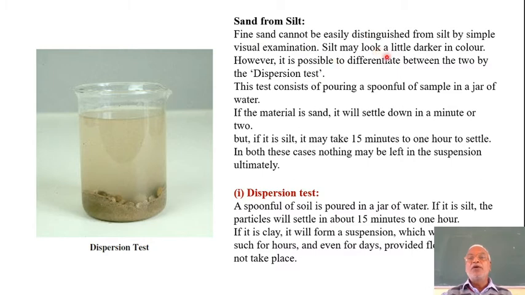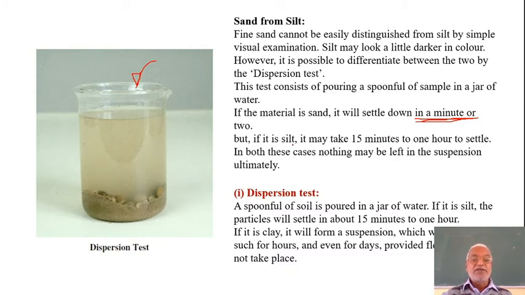Now silt may look a little darker in color. However, it is possible to differentiate between the two by dispersion test. Now what is dispersion test? We will discuss here. This test consists of pouring a spoonful of sample in a jar of water. If the material is sand, it will settle down in a minute or two. So very important point to be noted. In a minute, a spoonful of soil, when you pour it inside this, all the soil particles will be settling down, then it will be sand.